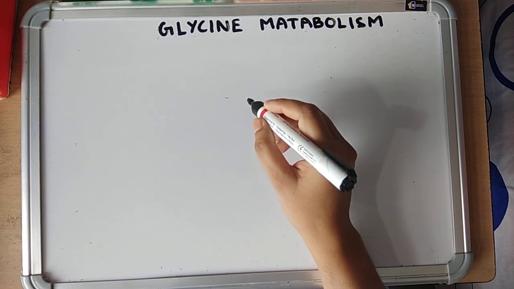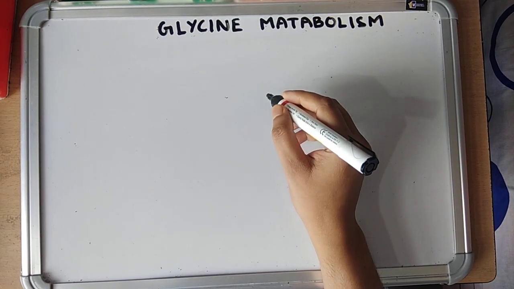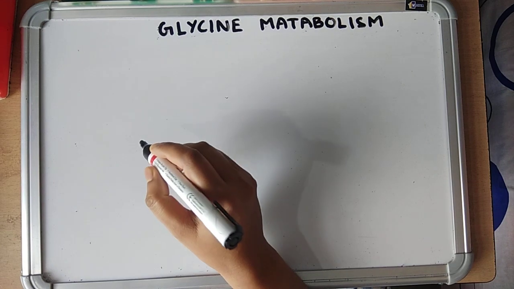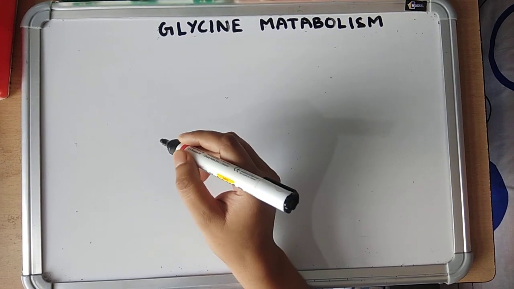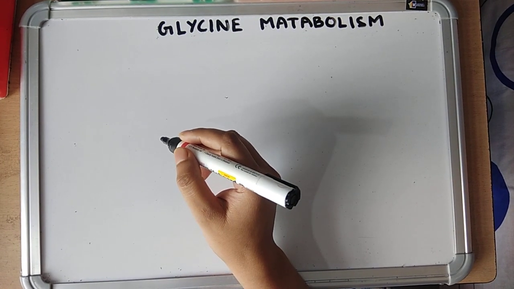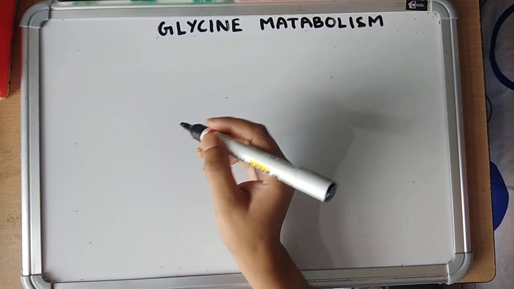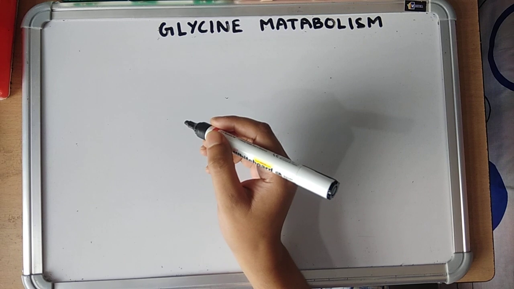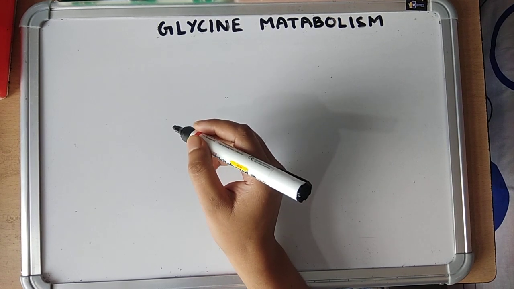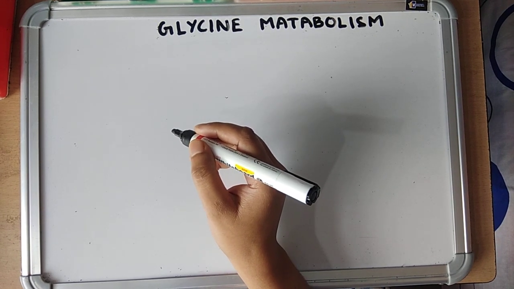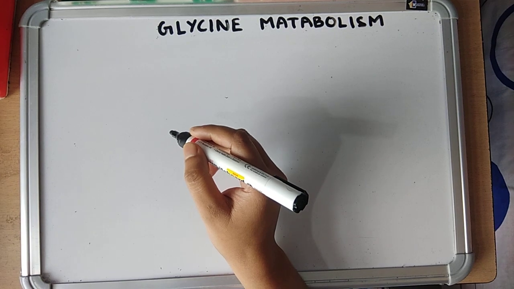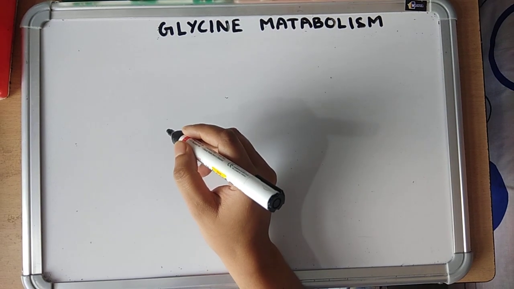Hello students, today's topic is glycine metabolism. It is the simplest amino acid. It has no optical activity because it doesn't have any asymmetric carbon atom, and it is non-essential and glucogenic. In the last class I told you about the synthesis of glycine. In this class I will discuss the utilization and the function of glycine.